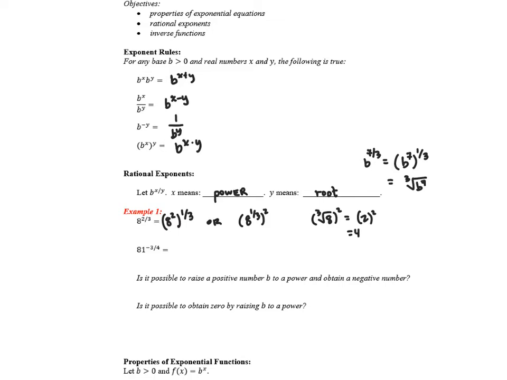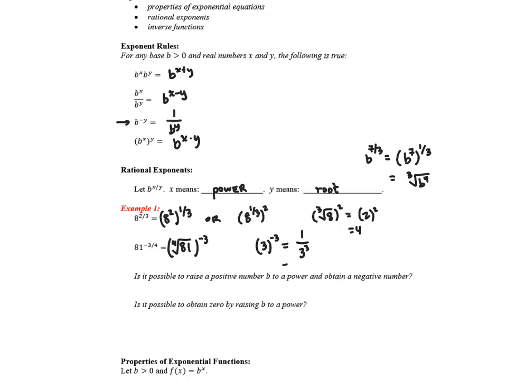81 to the negative 3/4 power is equivalent to 81 to the 1/4 power, or the 4th root of 81, to the negative 3rd power. That's likely how I would work through it, because I know the 4th root of 81 is 3. So this would be the same as 3 to the negative 3rd power. And as we saw in the rules above, if b is taken to the negative y power, that's the same as 1 over b to the y, which would be the same as 1 over 3 to the 3rd, which would give us an answer of 1 over 27.